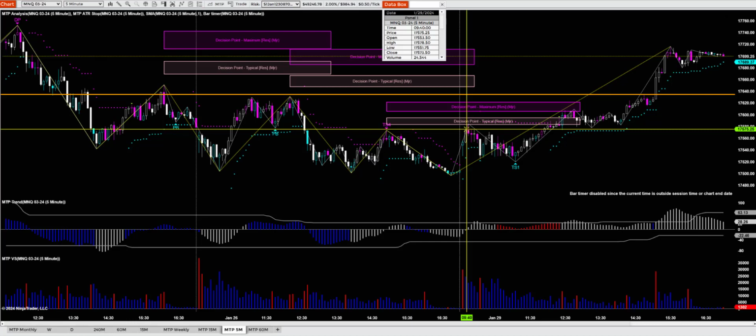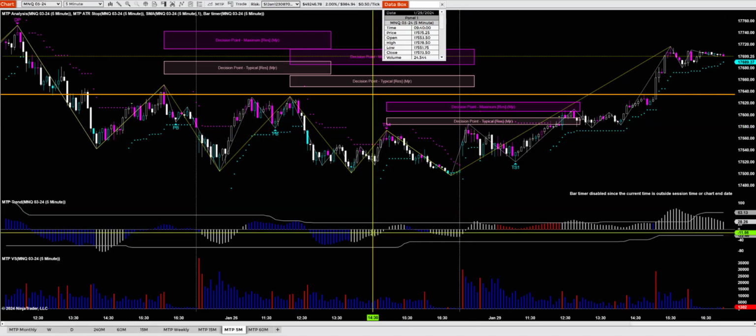Because wave 3 or wave C is going to be the biggest wave in the Elliott wave sequence if everything goes according to odds and probabilities. And that's all that we can count on, is odds and probabilities. We want to stack them in our favor.